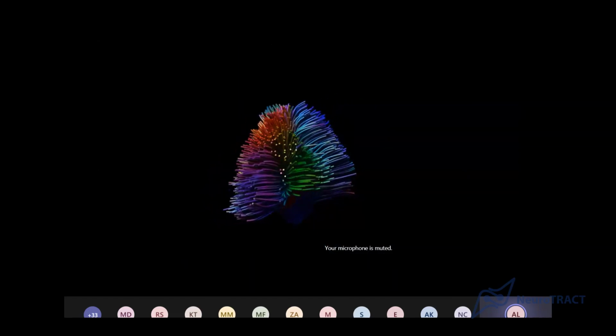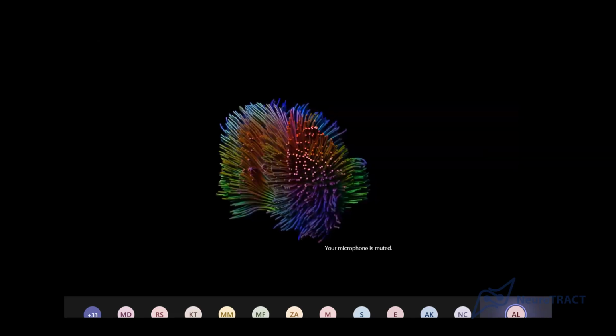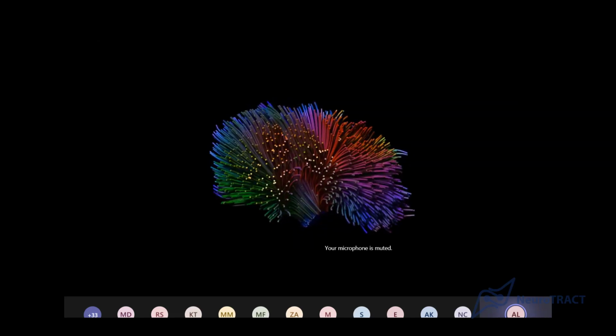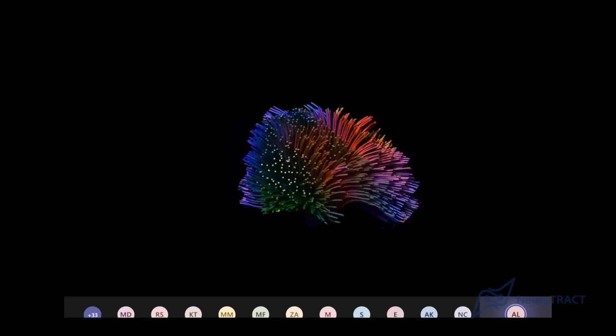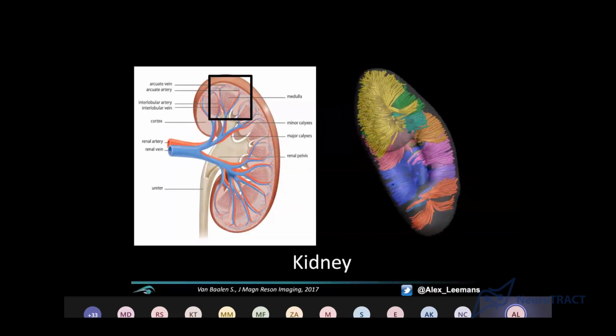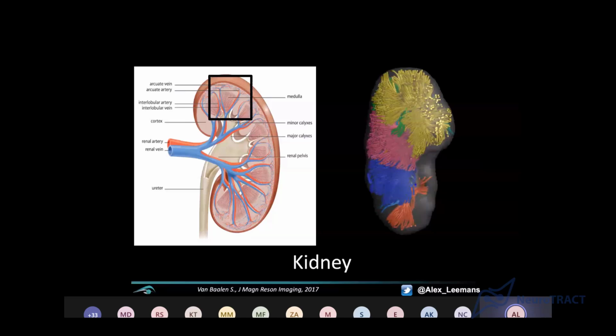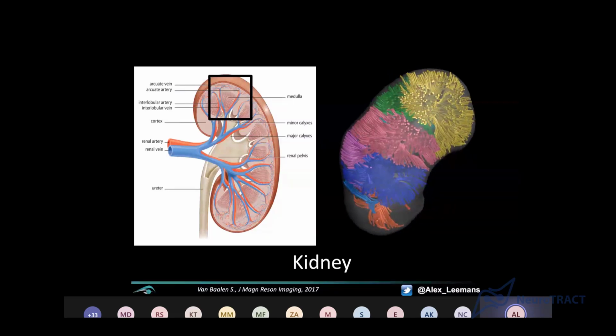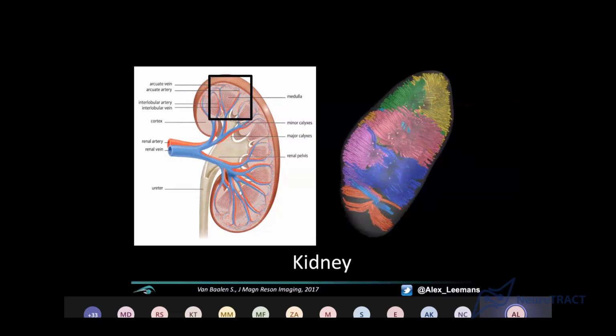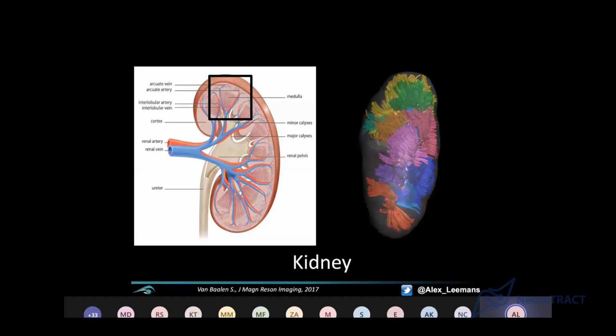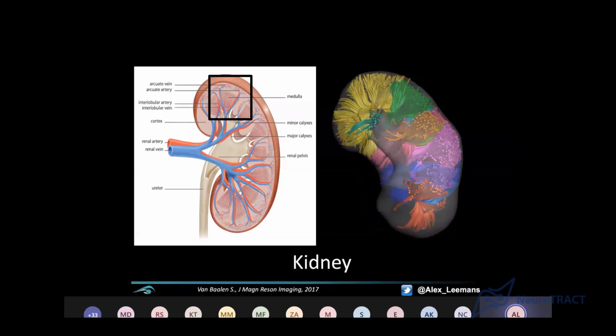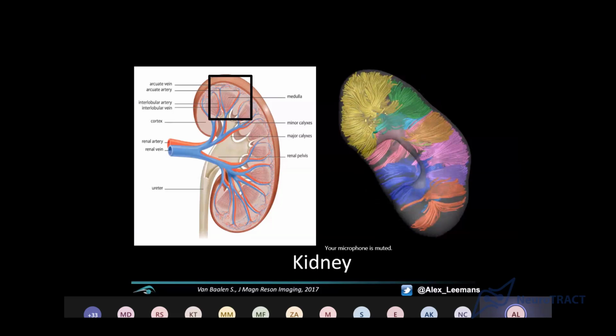Here's another one. What is this? Well, it's definitely not a brain. Well, this is actually part of the kidney. Right? This is a medulla of the kidney. And because the kidney also has highly organized structure in there, these kind of pyramids, and it filters the blood to get your urine anyway.